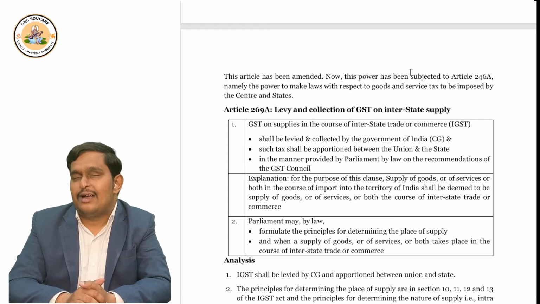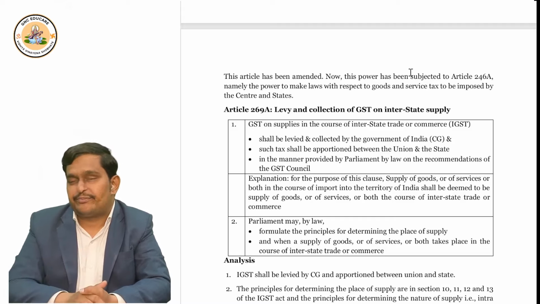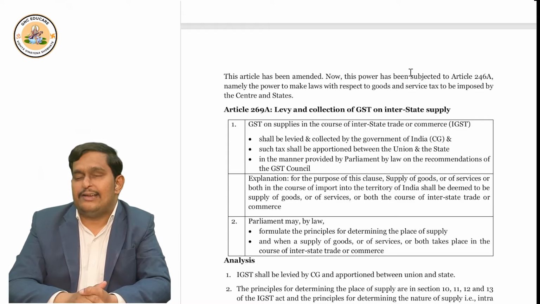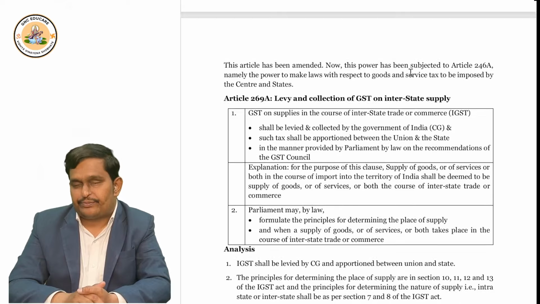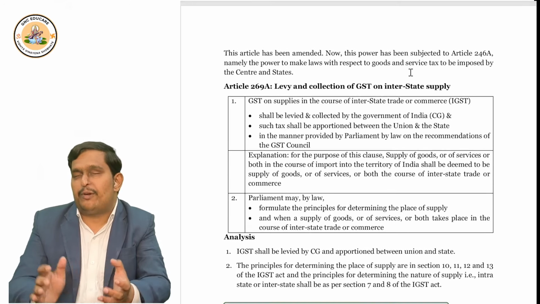Then we discussed Article 269A on interstate supply of goods and services. Central government has the power to levy IGST. And after making the law, collecting the taxes, distribute half the taxes amongst destination states. Right? Regarding time of supply, value of supply, place of supply also, 269A empowers the central government to make the law. So we discussed so many provisions till now.